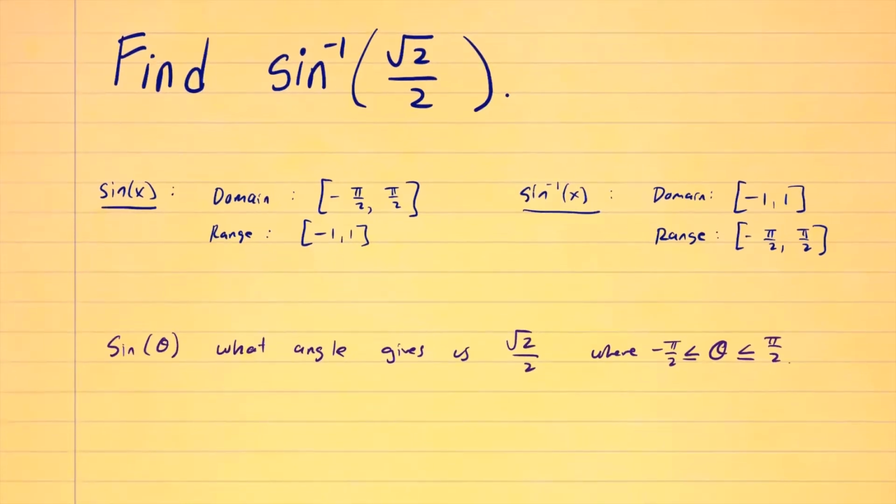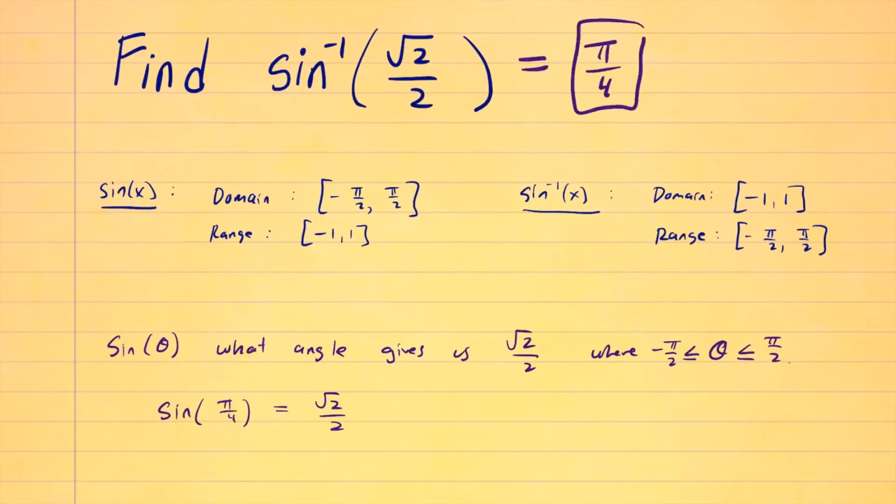From your memory, you know that sine of pi over 4 gives us the exact value of square root of 2 over 2. Therefore, based on that knowledge, sine inverse of square root of 2 over 2 has to be pi over 4. That will be your answer, or 45 degrees. And is this within the range we're looking at? Yes, it is within that range. So that's why sine inverse of square root of 2 over 2 is pi over 4.